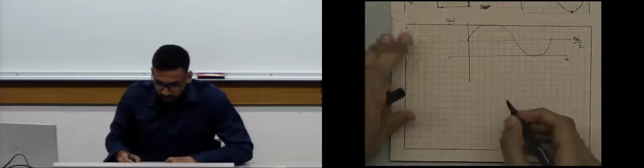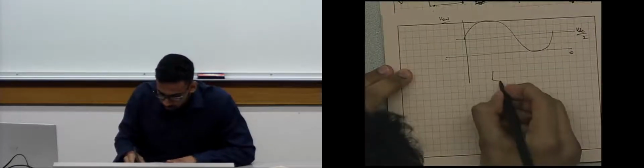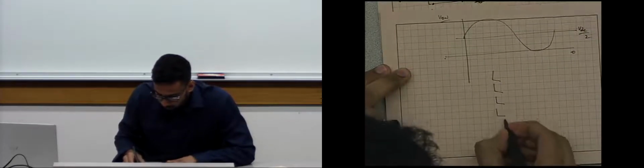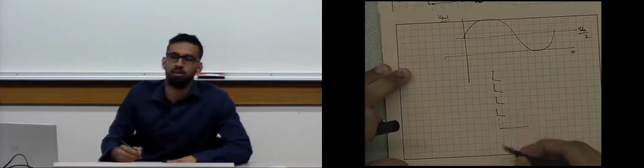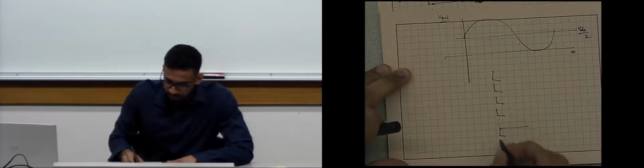So let me draw that circuit. If I draw 25 switches in series like that, the dot dot dot represents the remaining 21 switches.